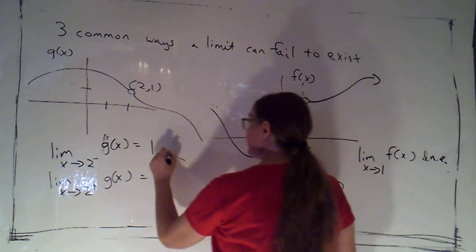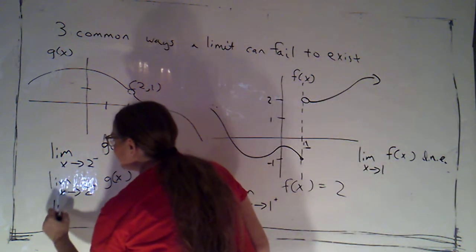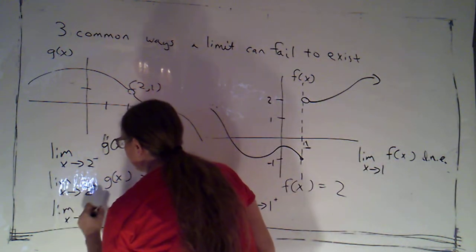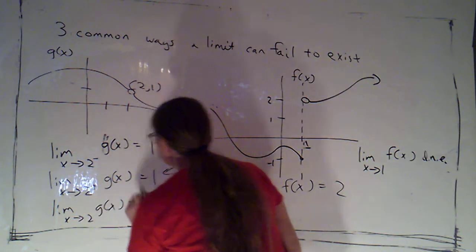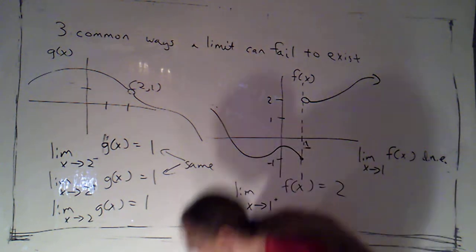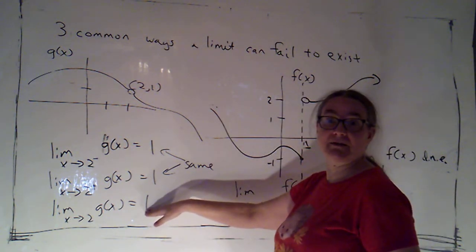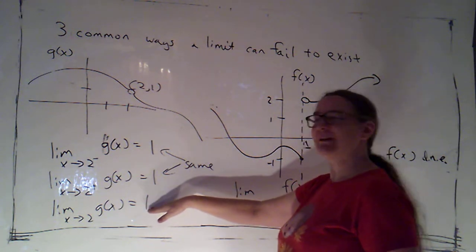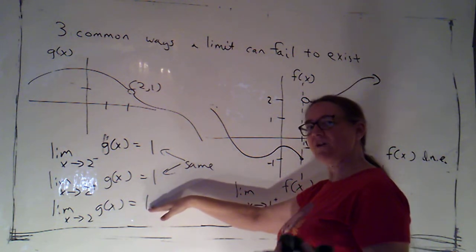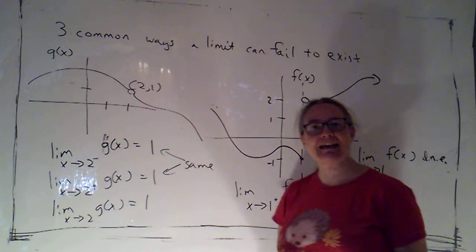Now, if these are the same, which they are, then I can now say that the two-sided limit of g of x is also equal to 1. And in fact, that's going to be a criteria for the two-sided limit to exist. The two-sided limit exists if and only if both one-sided limits exist and they're the same.